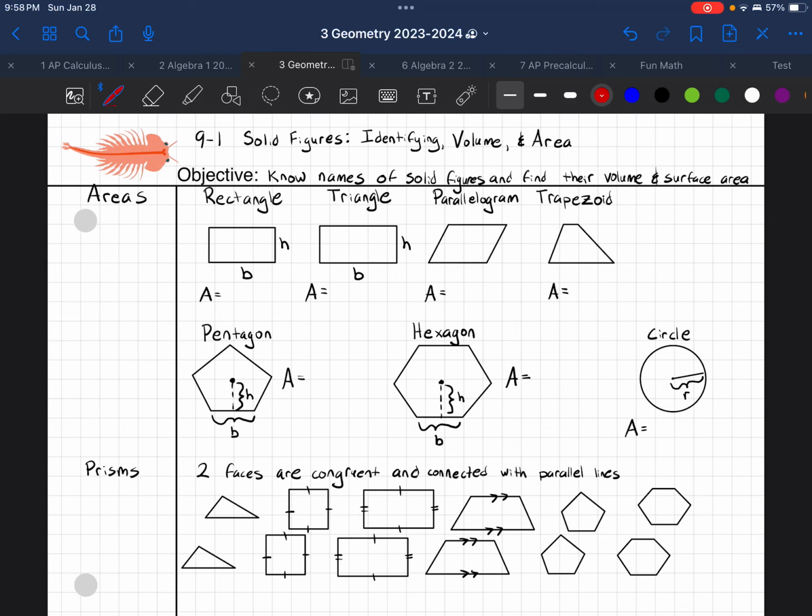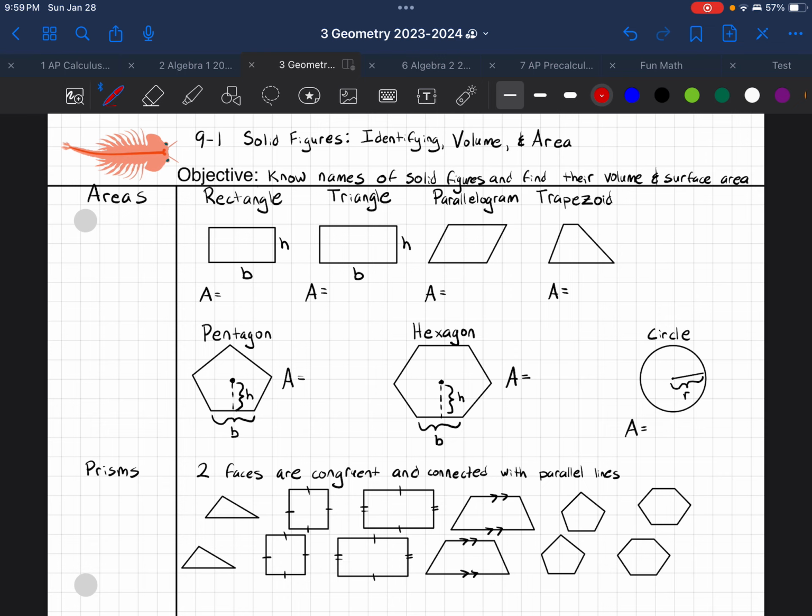This is Geometry, Lesson 9-1, Solid Figures, Identifying Volume and Area. Our objective today is to know the names of solid figures and find their volume and surface area. So that is a lot to do all in one lesson. This is larger than a typical lesson for my class.